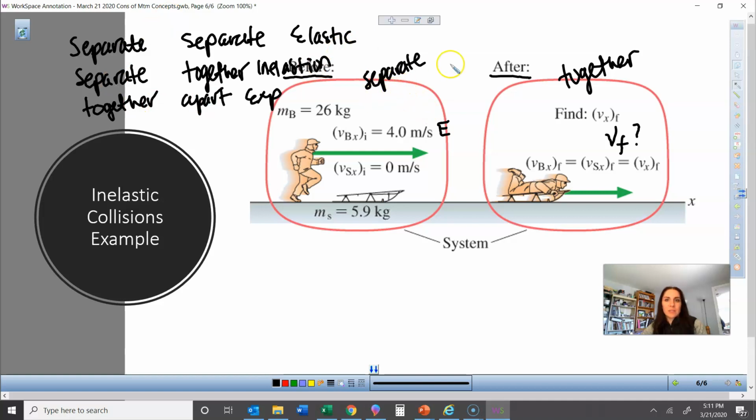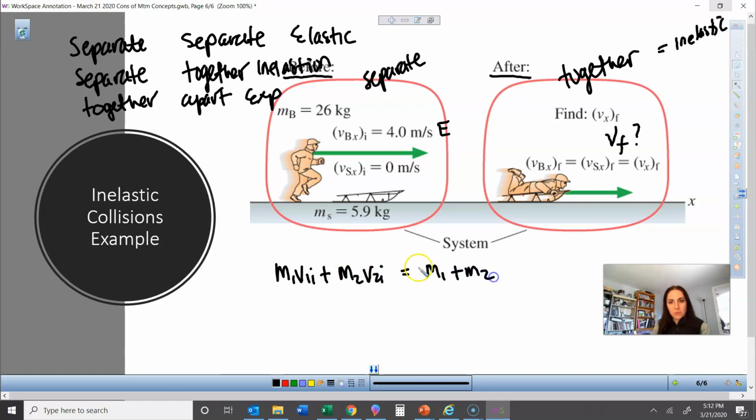So with that in mind, separate then together, this is an inelastic collision. This information tells us what equation we're going to use. In fact, it's going to be like this: M1 V1I plus M2 V2I is equal to M1 plus M2 VF. M1 just means the first object and M2 means the second object. It really doesn't matter which you put here, as long as whatever you put as 1 here, it's also 1 here. That's actually the most important part.